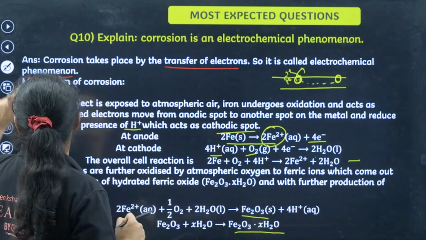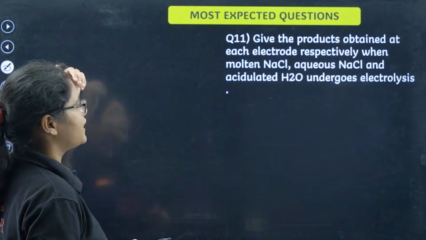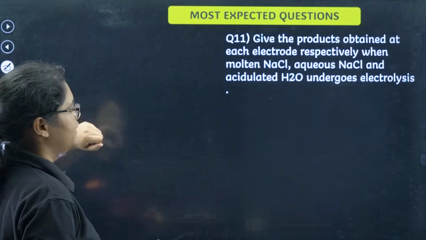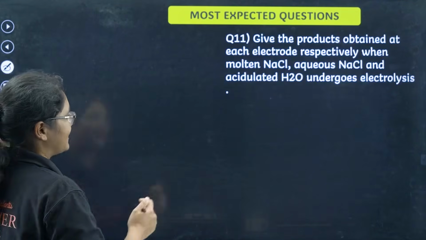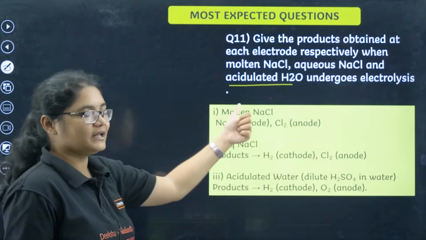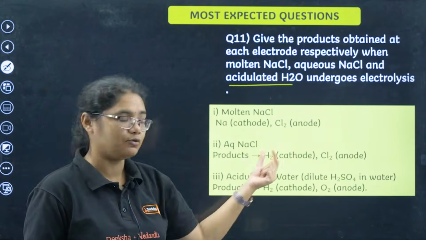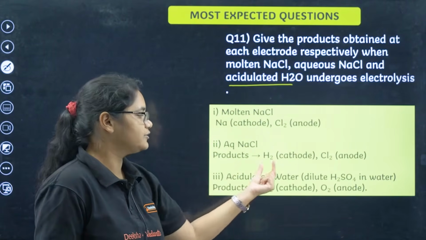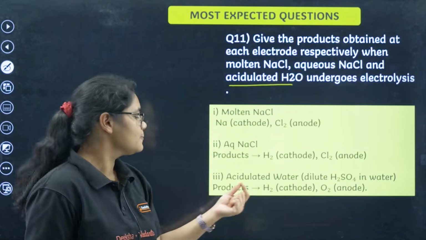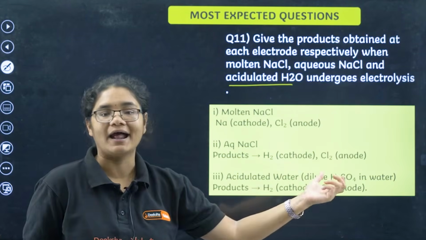Okay, now moving to the next question: give the products obtained at each electrode respectively when molten NaCl, aqueous NaCl and acidulated water undergo electrolysis. So when you have molten NaCl, you have sodium at cathode and chlorine at anode. When you have aqueous NaCl, H2 at cathode and Cl2 at anode, and when you have acidulated water, you have H2 at cathode and O2 at anode.